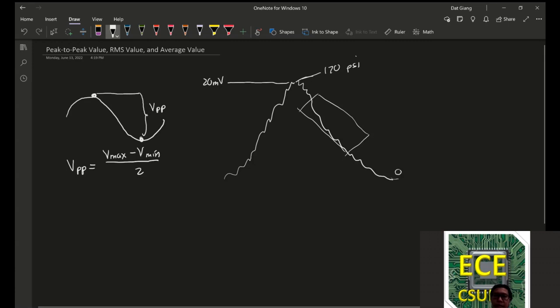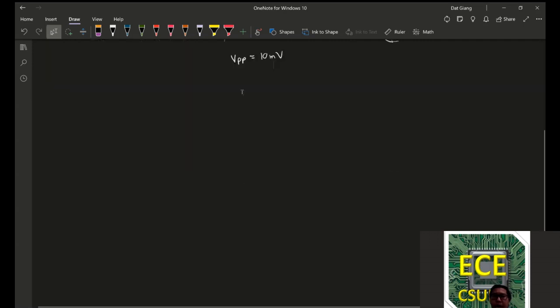So if you take the difference between the two, your peak to peak voltage is just going to be 20 millivolts minus 0 millivolts divided by 2, giving you 10 millivolts. That's just one example. Of course, if you see 170 pounds per square inch applied onto your arm, just know you are in trouble. Okay, now let's talk about RMS voltage and average value.